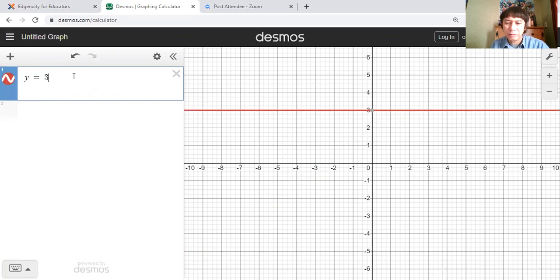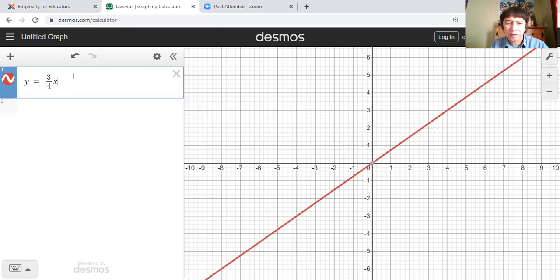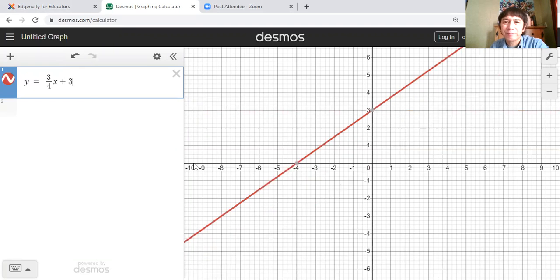y is equal to 3/4 x plus, say, 3. Okay, now notice your equation, y is equal to 3/4 x plus 3, and this is called slope-intercept form. The 3/4 is actually your slope, and the number 3 here, the positive 3, is your y-intercept. So remember the names, okay? Remember the names of this, and we shall be able to show that here.